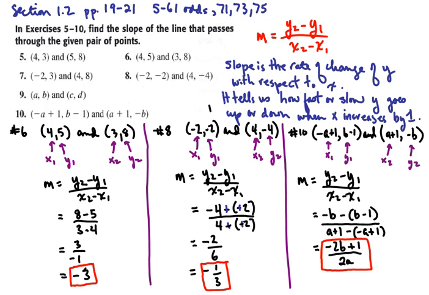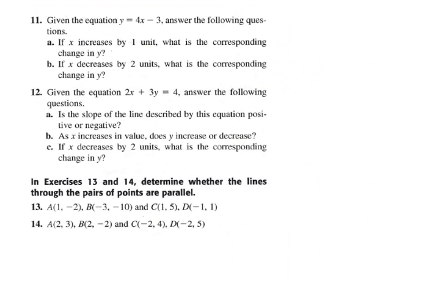I will scroll down and we'll begin to work on problem 12. You can always rewind in these videos and go back to watch something over again that you may have missed or didn't understand. Okay, in problem number 12, we're given the equation 2x + 3y = 4, and we want to answer the following questions.